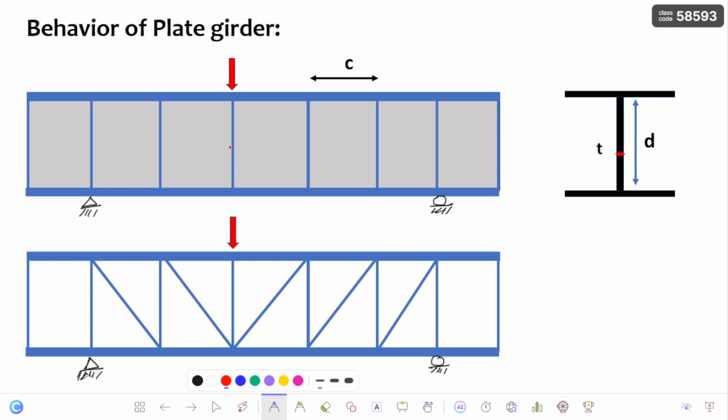In this video, I am going to discuss the shear strength of plate girder. In the previous videos, I have discussed the introduction part and also the behavior of the plate girder.